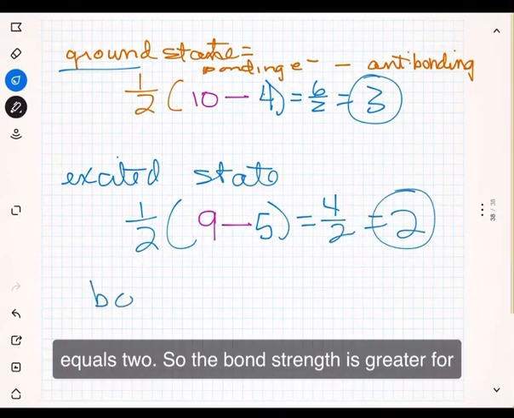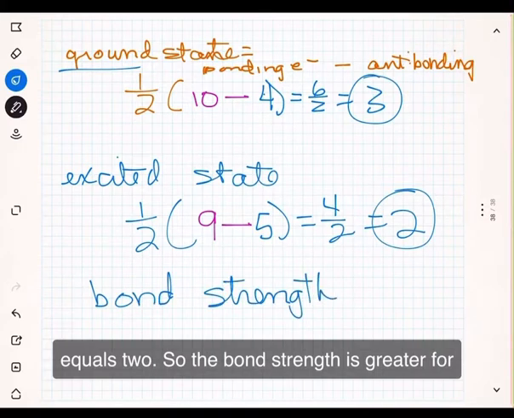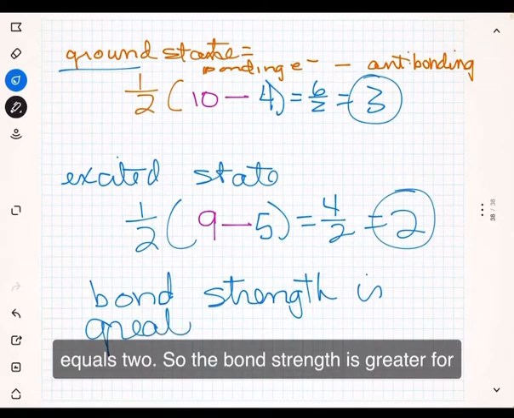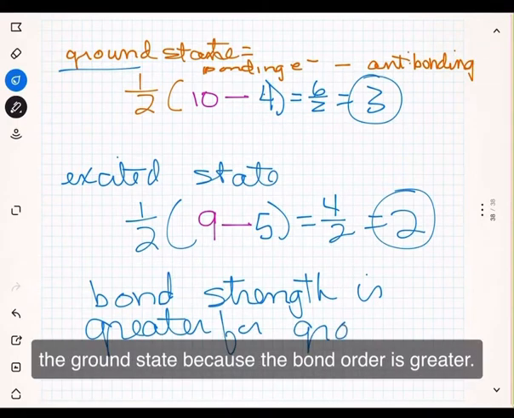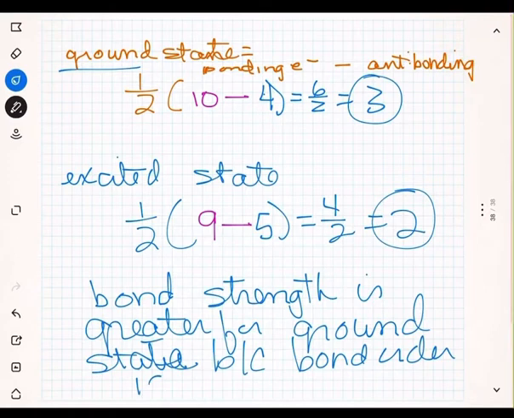So the bond strength is greater for the ground state because the bond order is greater. We're done.